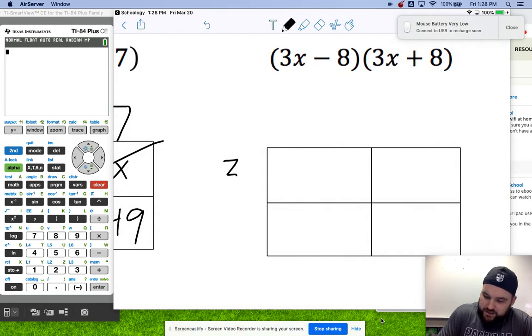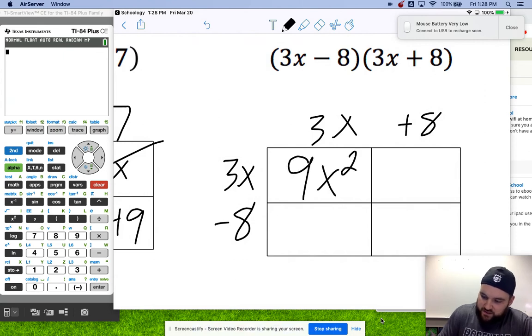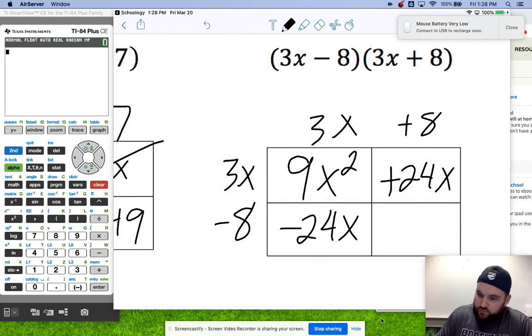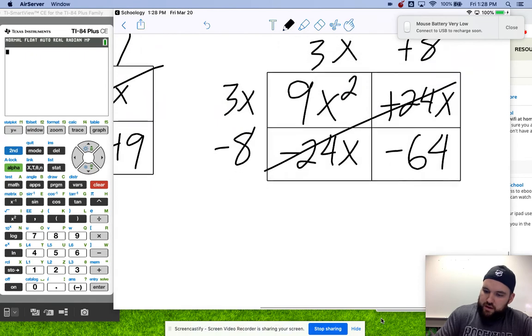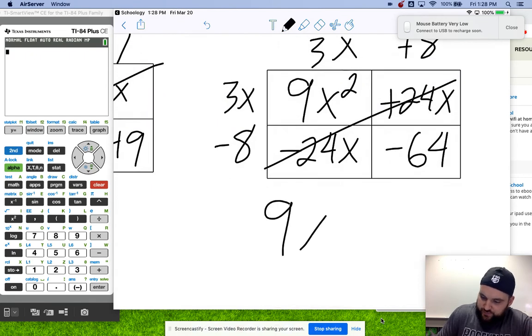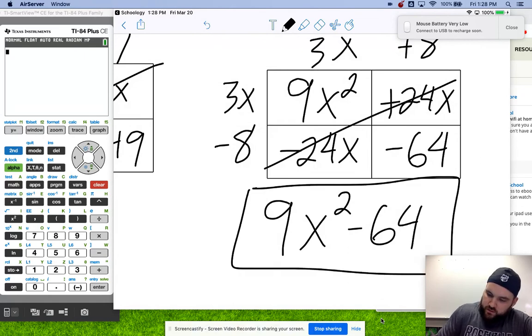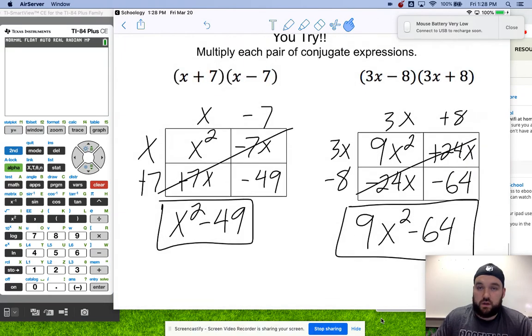I do the same thing over here. 3x minus 8 times 3x plus 8. 3x times 3x will give me 9x squared. That'll give me plus 24x. That'll give me minus 24x, which is good because that's the cancellation I'm looking for. And then positive 8 times negative 8 is negative 64. So my final simplified version of this is 9x squared minus 64. So conjugates, when you multiply, will cancel each other out.